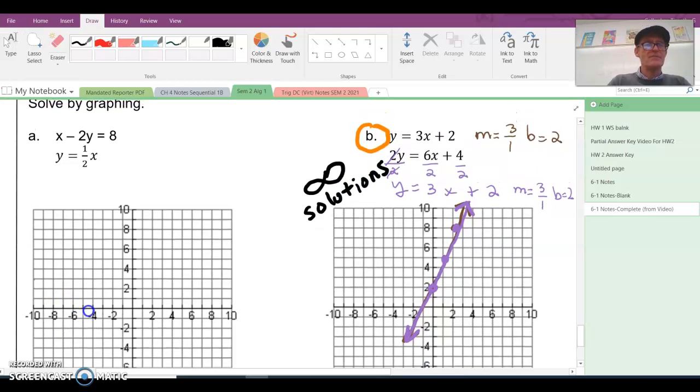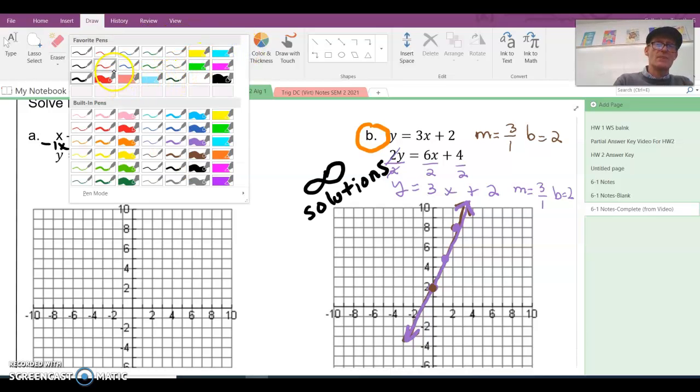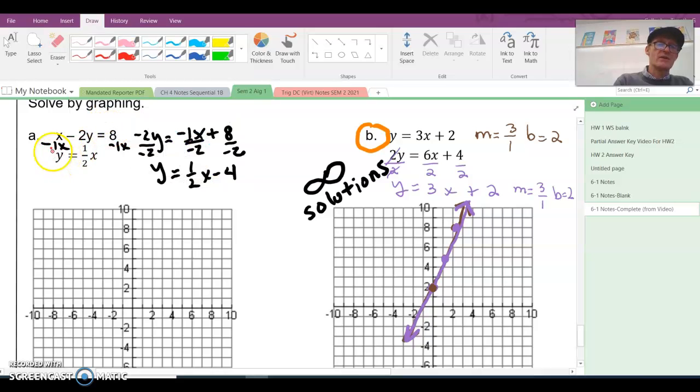All right, let's look at this one. Let's graph this one here. We're going to subtract the x first, solve for y. So I have negative 2y is equal to negative 1x plus 8. Divide by negative 2. Y equals 1/2 x minus 4. All right, and this problem is actually already done. Right? This equation, y equals 1/2 x. So m equals 1/2, b equals 0.